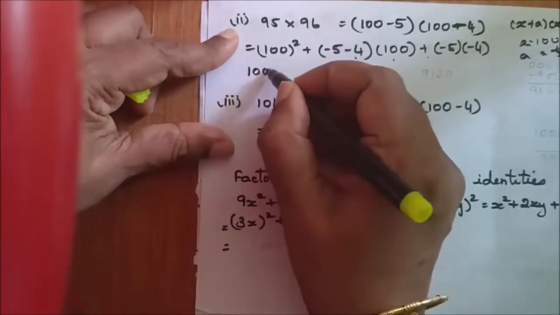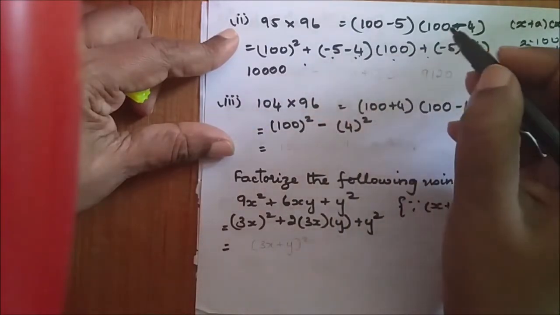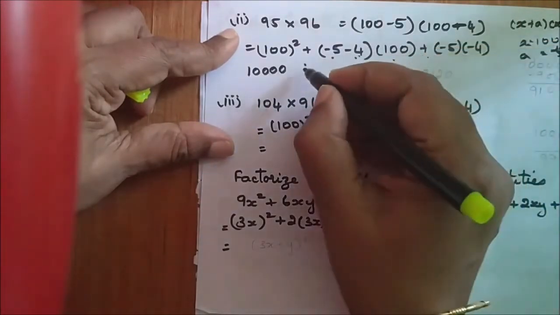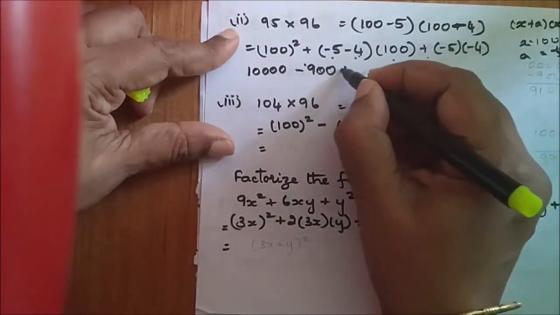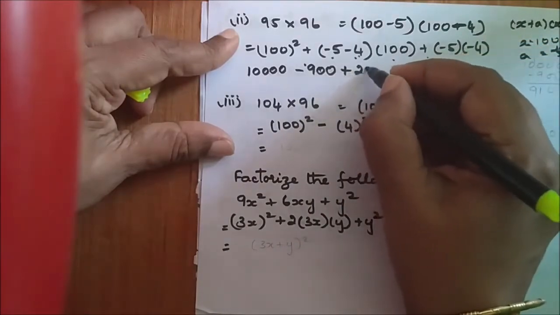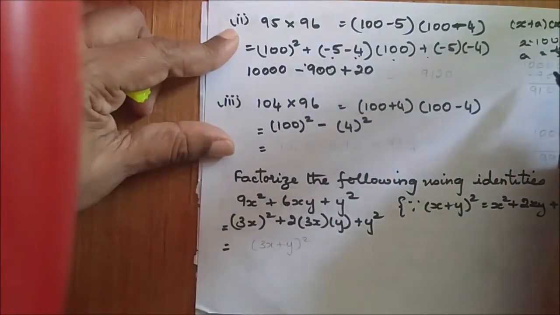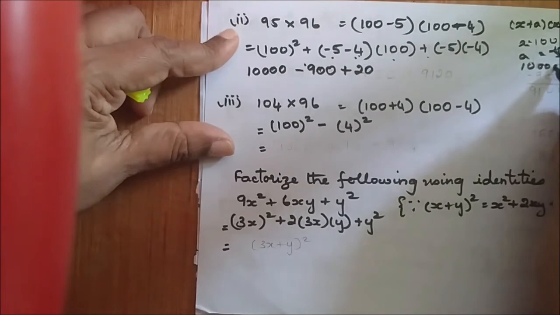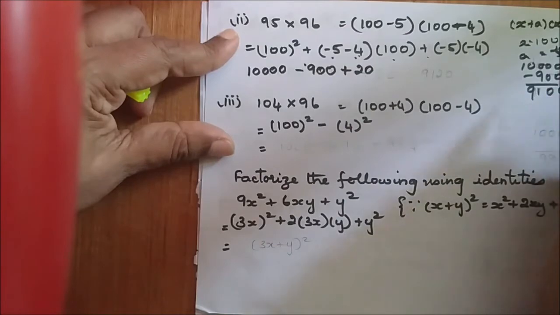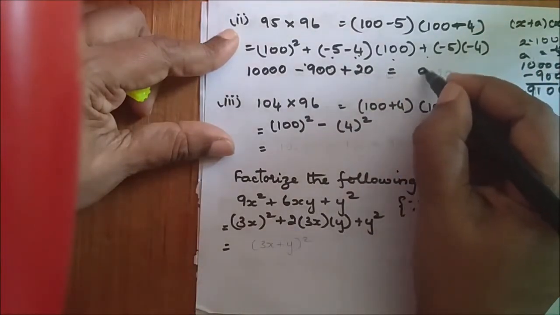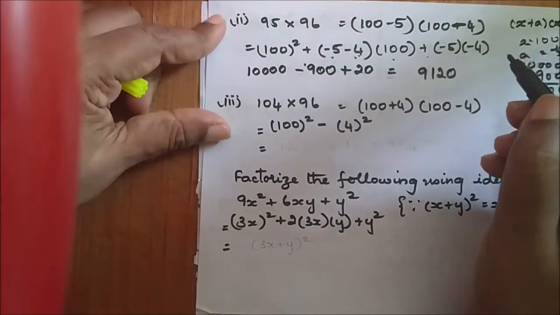So 100 the whole squared will be 10,000. This minus 5 and minus 4 is minus 9, so it will be minus 900, then plus I'll have 20. Okay, so now let me first subtract these two things. From 10,000 I have to subtract 900. I will get 9,100. To that if I add 20, I'll get 9,120. Okay, I hope you have understood this.